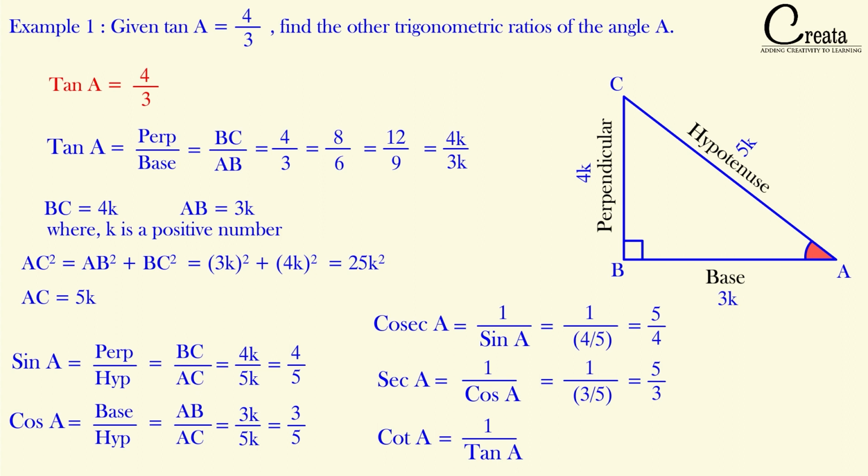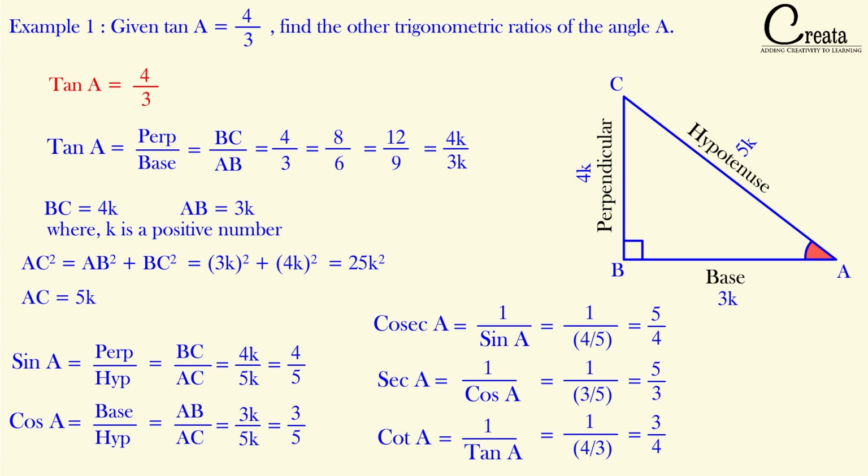Let's find the last trigonometric ratio, that is cot A, which is 1 upon tan A. Tan A is given in the question as 4 upon 3. So we got cot A as 3 upon 4. So we got all the 6 trigonometric ratios. That is the answer to this question.